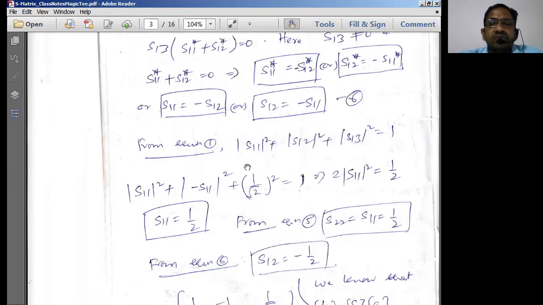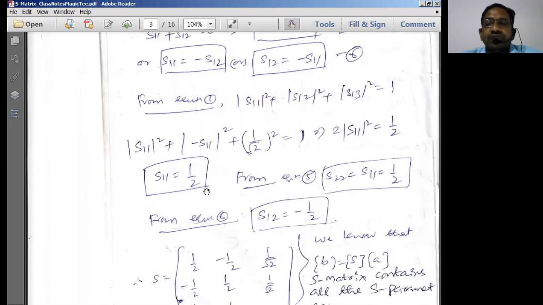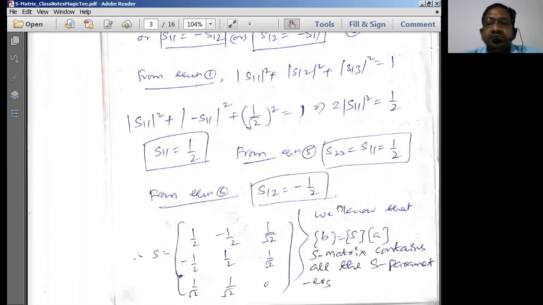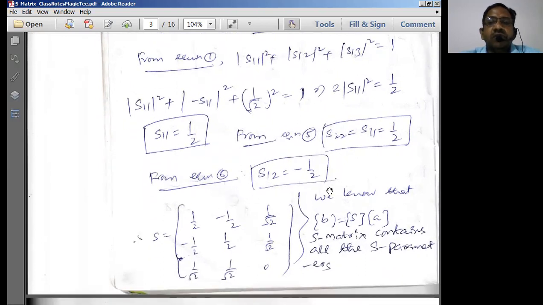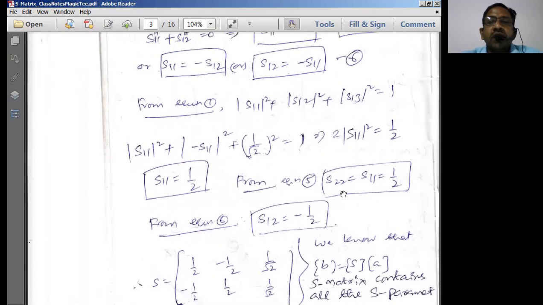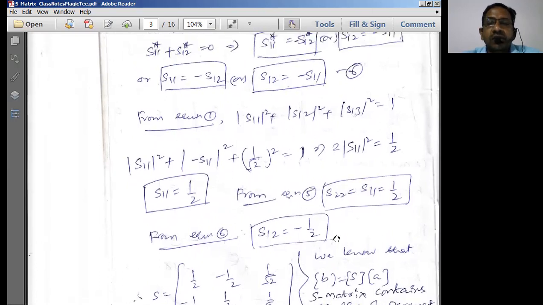I can write as minus S11 star minus S11 square. And next S13. S13 in the previous analysis we got as 1 by root 2. Now here the unknown is going to be only S11, so I'll be getting the value for S11. S11 is equal to S22 from the previous analysis, from the previous comparative statement, comparing 1 and 2. So I'll be having 1 by 2. Therefore, finally from equation 6, S12 is equal to minus 1 by 2.